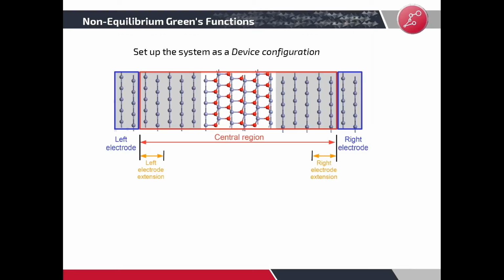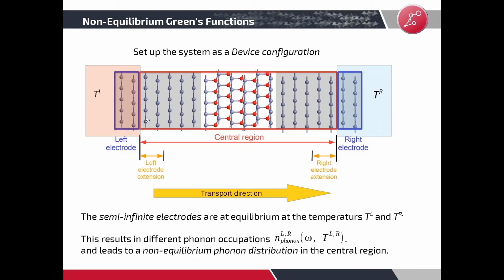So that is something about the device configuration in general, and in this case we will use the device configuration for non-equilibrium phonon transport. So here we have a purely harmonic model of our system. That means no anharmonic effects. Everything is treated in the harmonic approximation. So the term non-equilibrium comes from the idea that you take both electrodes, and each electrode is at equilibrium with a heat bath at a given temperature, T left and T right, and that can be different temperatures, and that leads to different phonon occupations, here called N phonon, in the left and the right hand side. So the distribution of phonons in the two electrodes will be different and will depend on the temperature. And those different phonon distributions actually lead to a non-equilibrium phonon distribution in the central region.